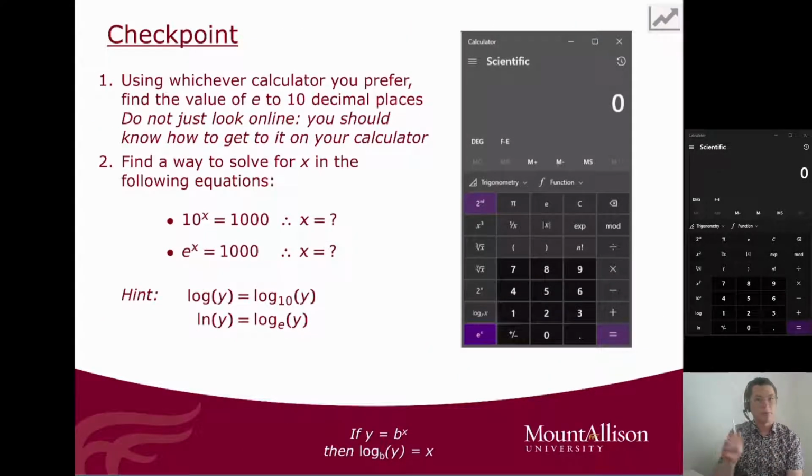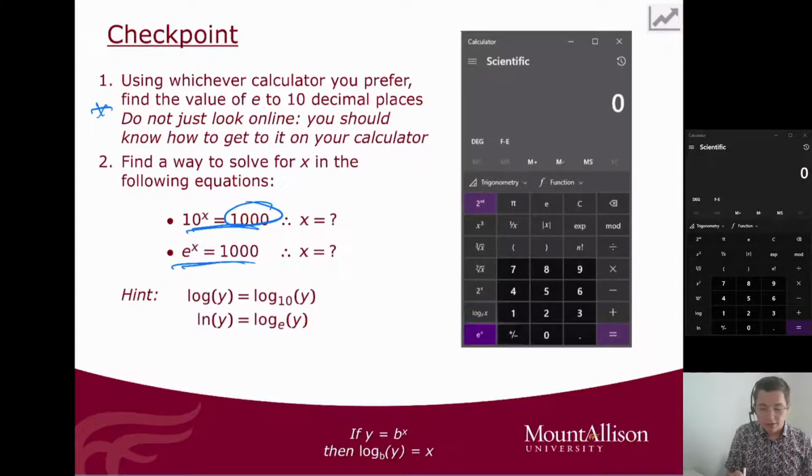So using whatever method you prefer, I want you to find the number e on your calculator. And so that would be the first one. The second thing is to answer the question, how would you solve for x given these two different equations? So we know the answer is both the same. So 10 to the power of x is 1,000. So what is x going to be? My answer is 1,000. My y value is 1,000.